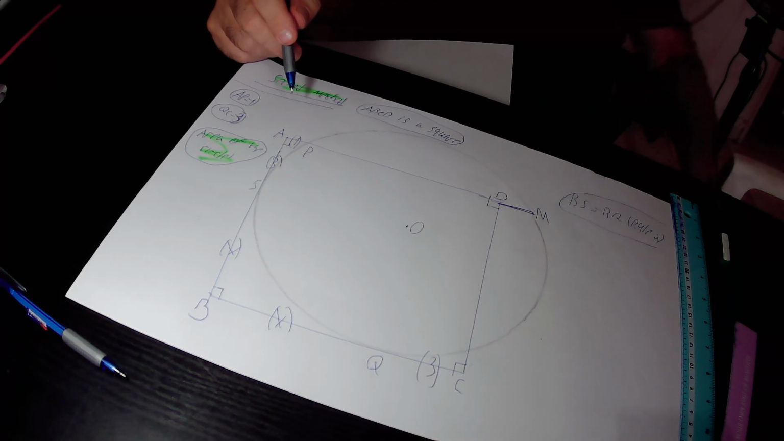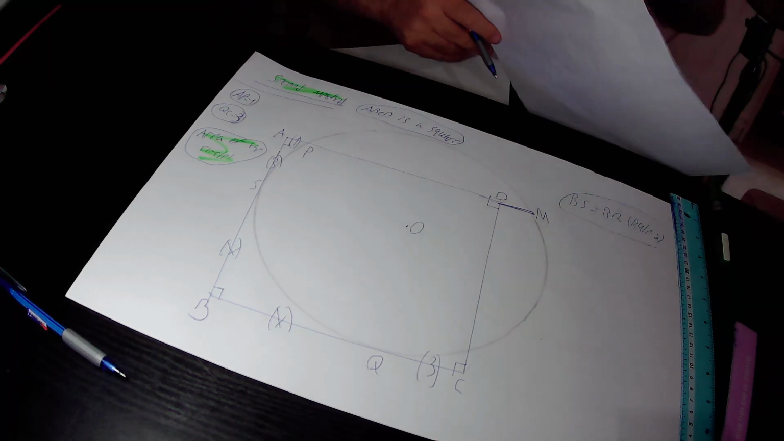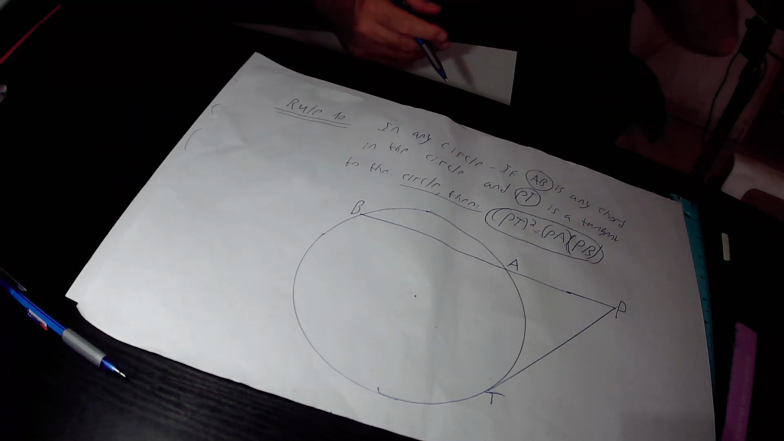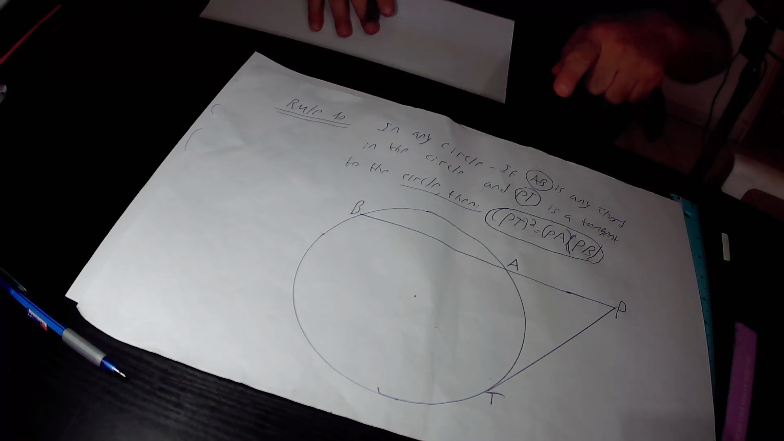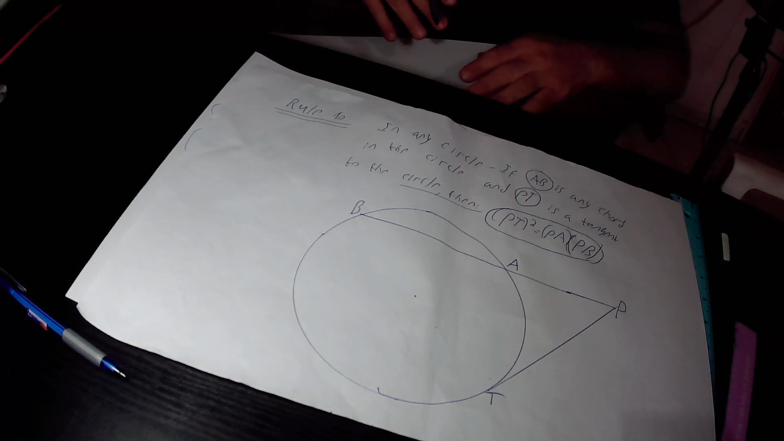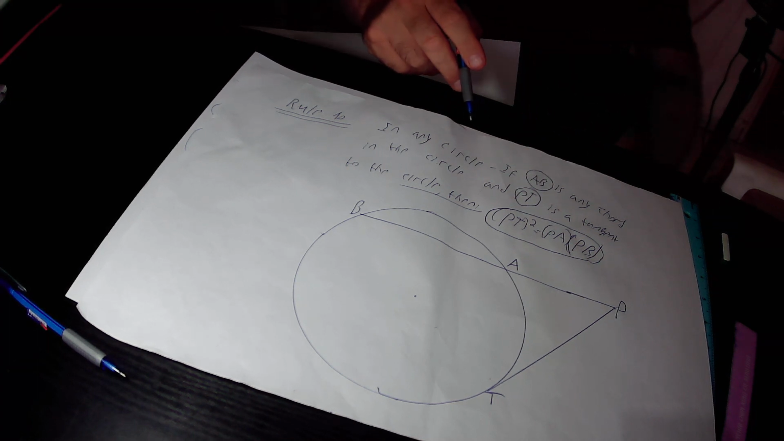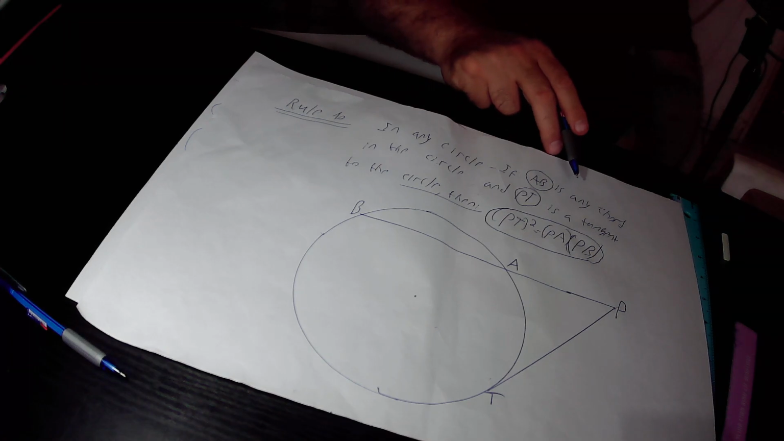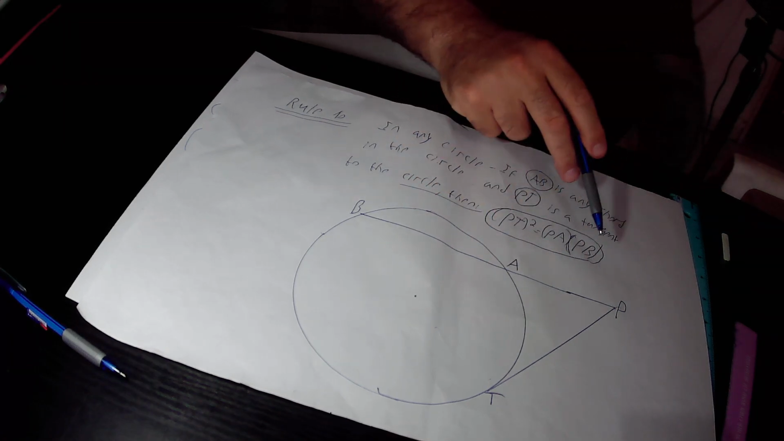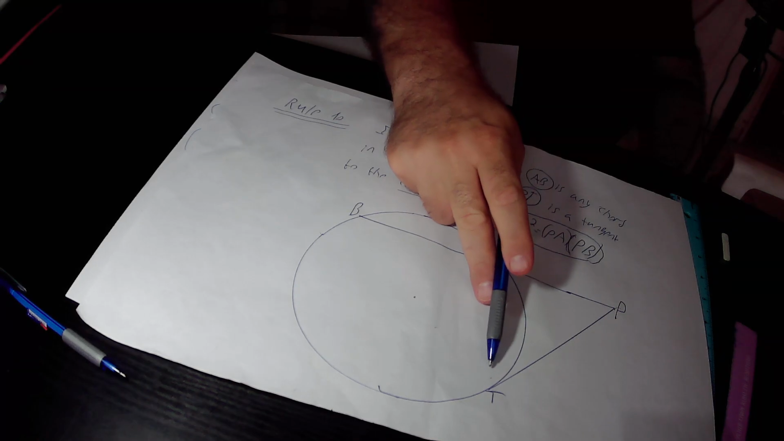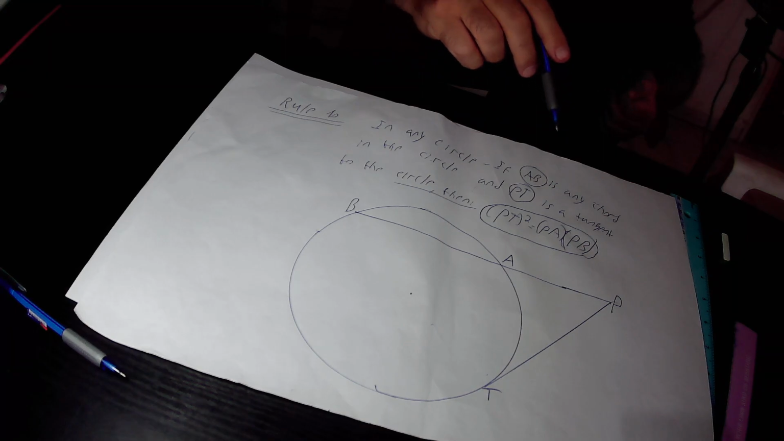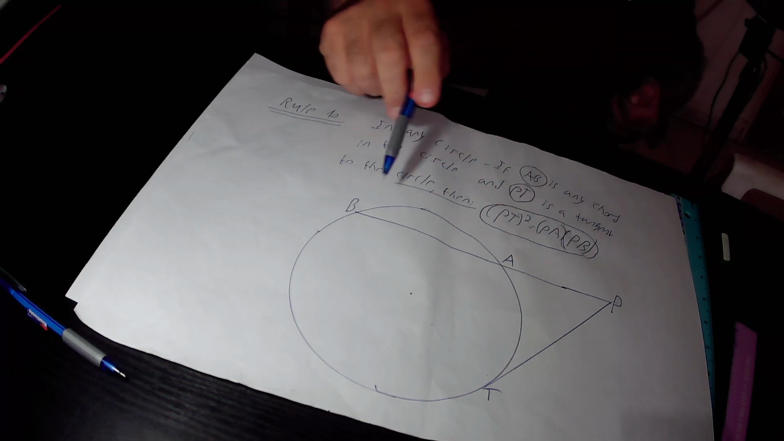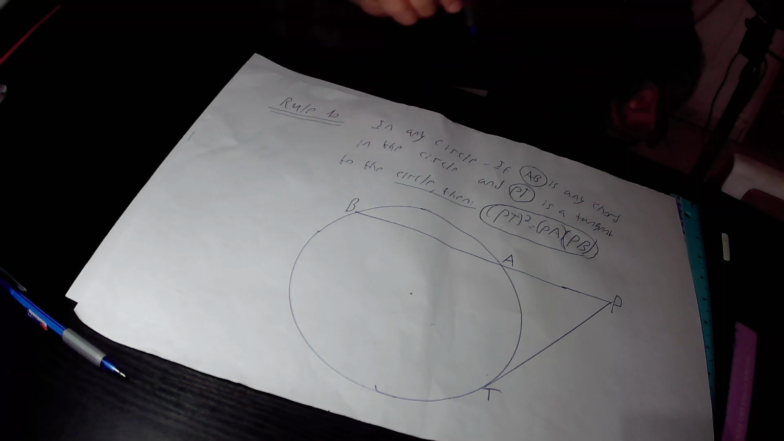And therefore, we can implement here rule 10. Rule 10 is true in any circle. If AB is any chord inside the circle, and PT is a tangent to the circle at point T, then in this drawing the following equation will be true: PT squared equals PA times PB. So we can definitely implement rule 10 in our drawing.